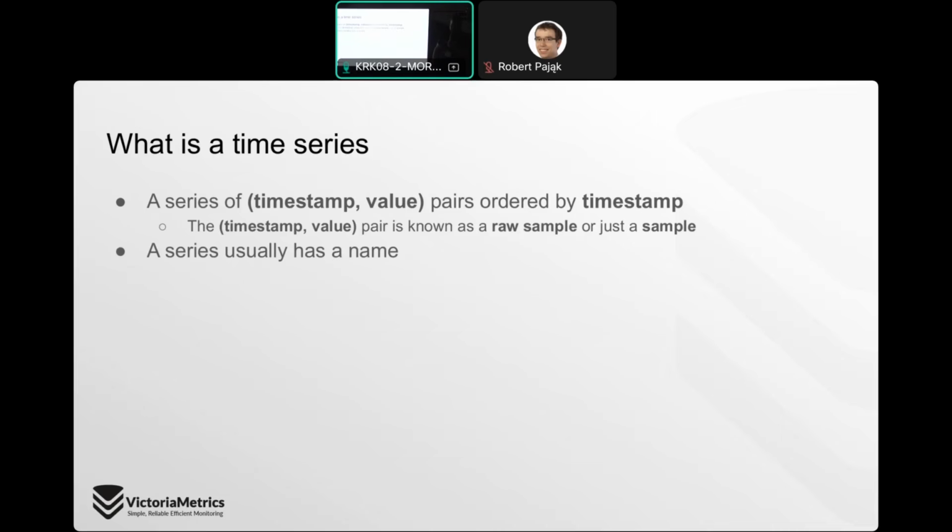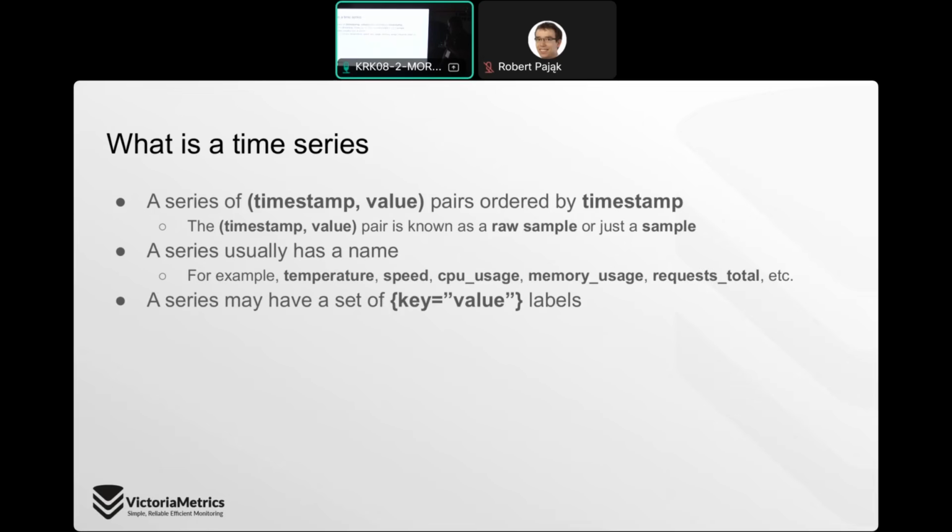And every time series usually has a name, for example, temperature, speed, memory usage, request total, and so on. And also every time series may have an arbitrary set of key-value labels. These are just string labels. For example, here is the request total time series, which has three labels: job, instance, and path.